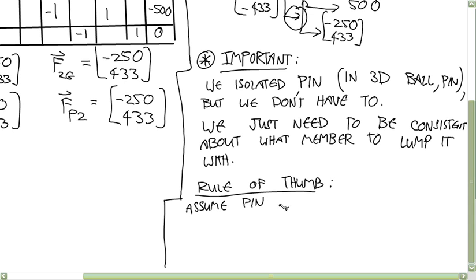Assume the pin is part of the lowest numbered member. Okay.